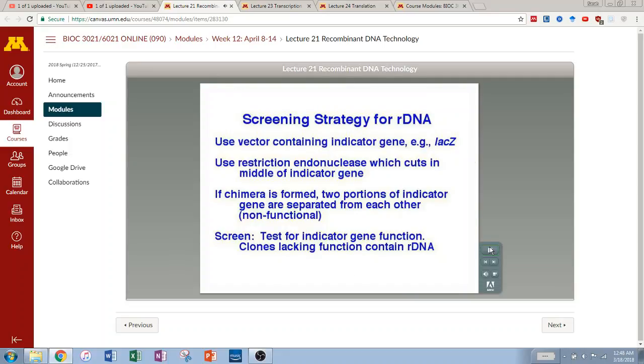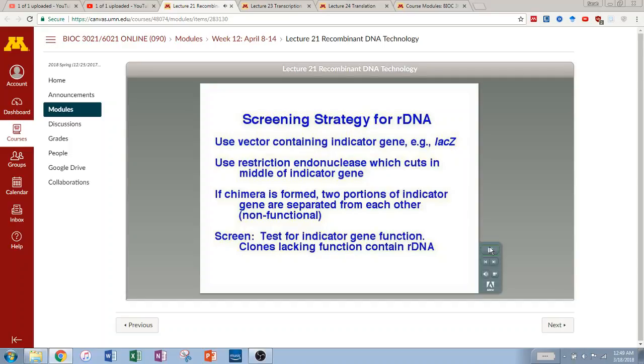When one attempts to ligate a piece of foreign DNA into a plasmid, there's always the possibility that the plasmid will simply close back into its original form with no foreign DNA inserted in it. To verify that there's indeed a DNA insert in a plasmid, it's common to use a plasmid containing a reporter gene. The reporter gene in this example is LAC-Z, which codes for an enzyme called beta-galactosidase.